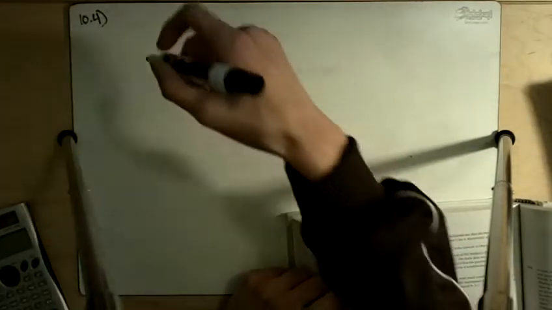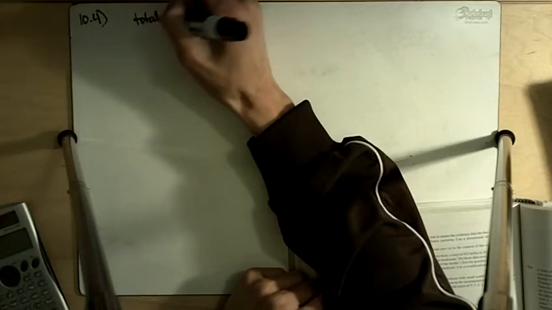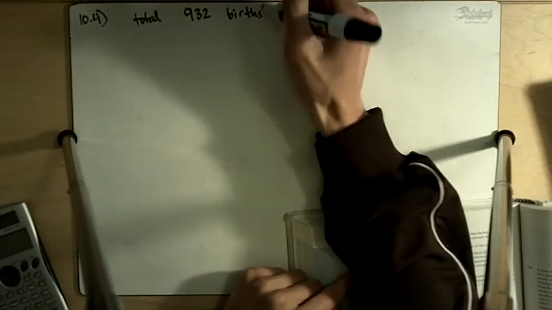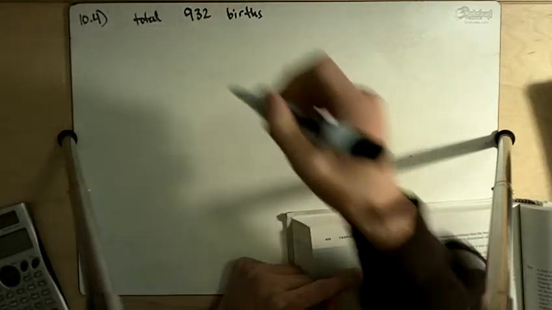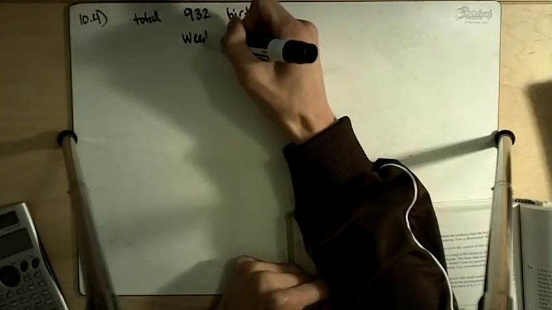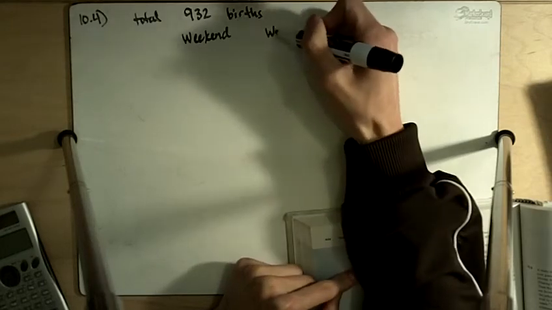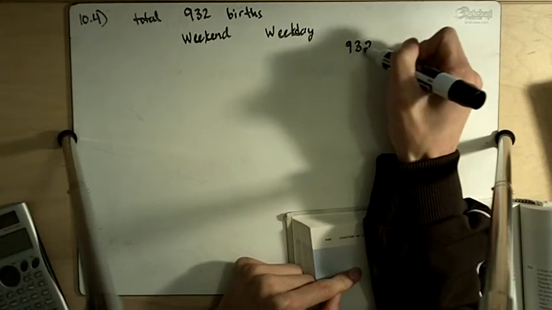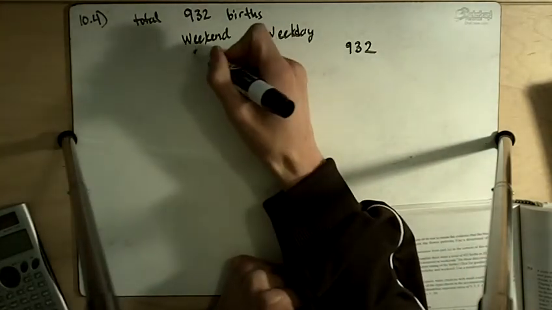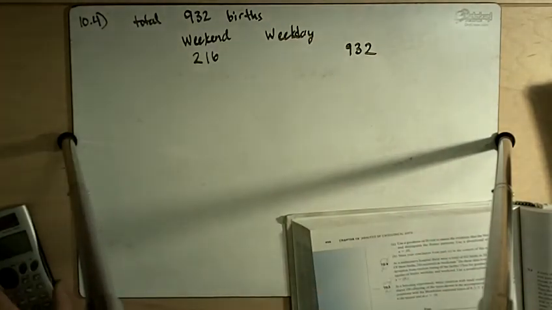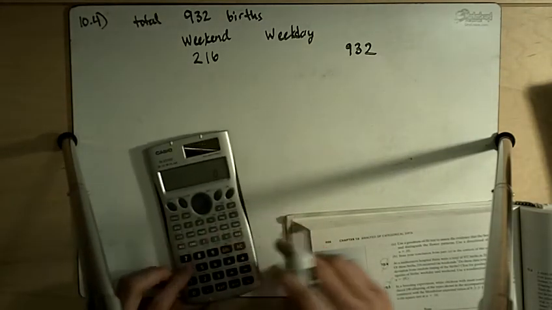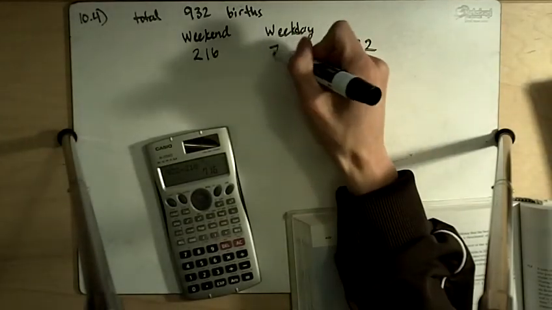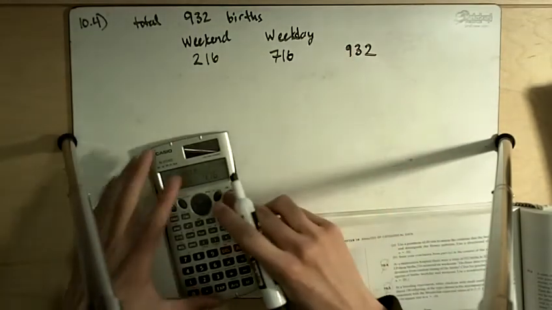Okay, so we had a total of 932 births, and we have two categories. We have those born on the weekend and those born on the weekday. A total of 932, and 216 were on the weekend, meaning that 932 minus 216, the remaining 716, were born on weekdays.